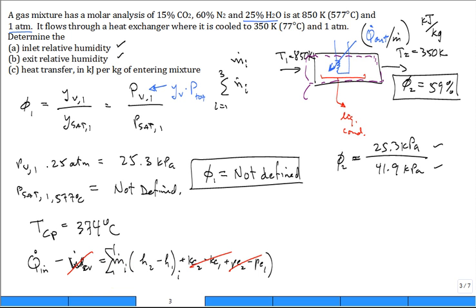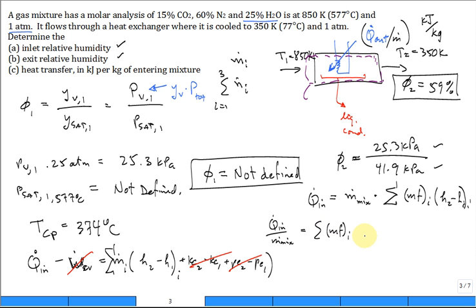Okay, so if you rewrite this, Q dot in equals m dot of the mixture times the sum of m dot i over m dot of the mixture, which is the mass fraction of each component, times the change in the enthalpy. True? So Q dot in divided by m dot mixture equals the sum of the mass fractions of each of those components times the change in enthalpy of each component.